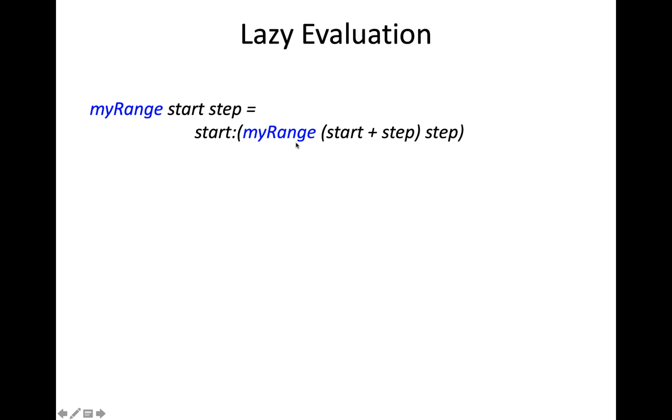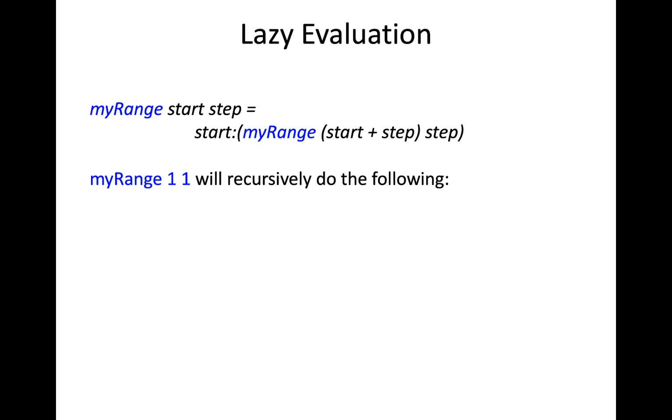And here my range is again called, and the only thing which has changed in that recursive call is the starting position, right? So I think it is easy to see that this function, when we run say on input 1 and 1, so that means it starts from 1 and every step is 1, then we'll get an infinite list starting with 1, then 2, then 3, and so on.